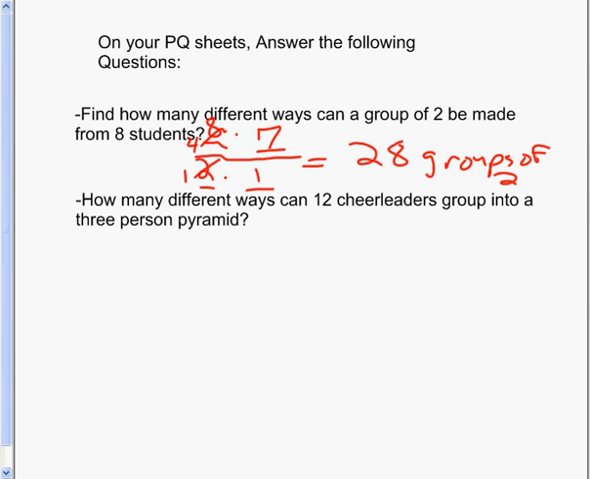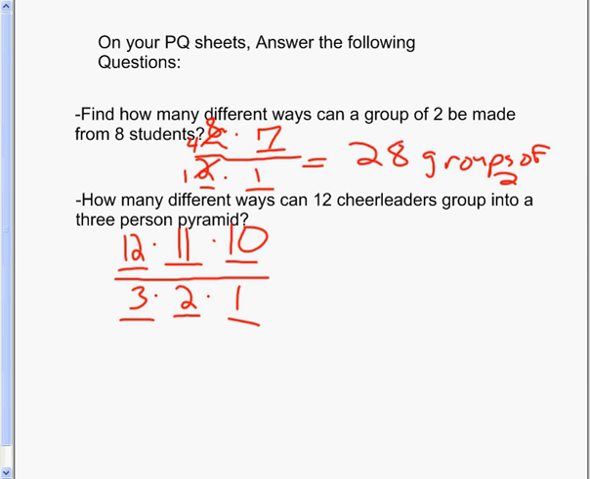Or 28 ways. The last one we have: how many different ways can 12 cheerleaders group into a 3-person pyramid? So, we have 3 people we're choosing, and then we have several different ways we can arrange that pyramid. So, we have 12 options for the first person, 11 for the second, 10 for the third, because we're starting with all our cheerleader options. Once we have those 3 chosen, we have 3 options for the first position, 2 for the second position, and 1 left for that third position on top of the pyramid.